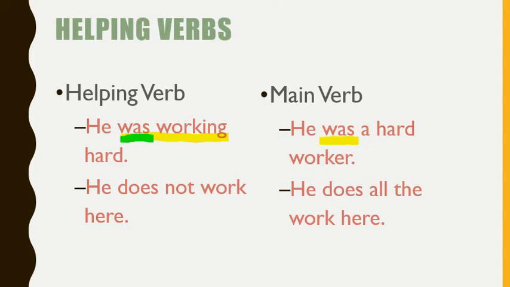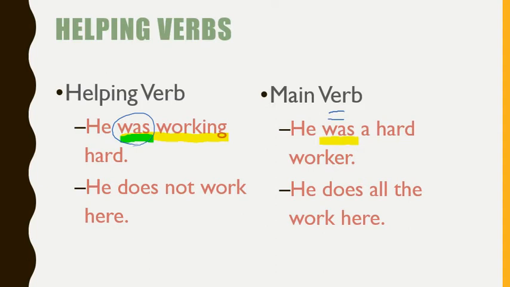On the right hand side, he was a hard worker. In this case, was is the only verb in the sentence, and this functions as an equal sign, right? This is a linking verb. He equals worker. And so this is the main verb of the sentence. So what's the difference? Well, they look the same to you, but depending on how it's used in that sentence, whether there's an action verb afterwards or not, the same word can be a helping verb, as in this case, and not a helping verb, as in the case on the right.